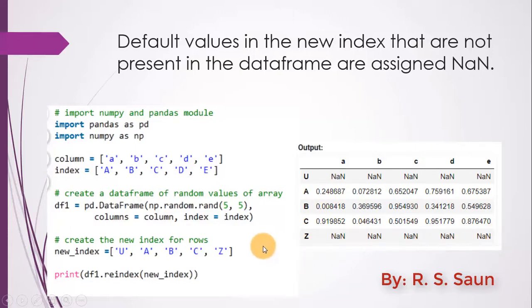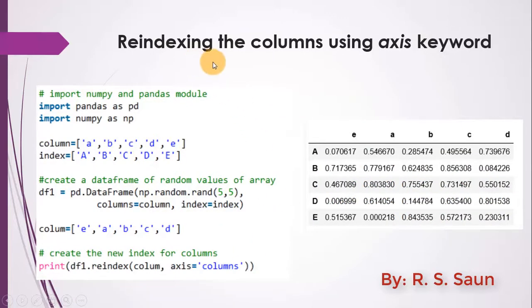Let's move towards our next topic, that is reindexing the columns using the axis keyword. To reindex the columns, we can use the axis keyword parameter, and we can specify the value as the string columns. Now this column list will be applied to your column labels.